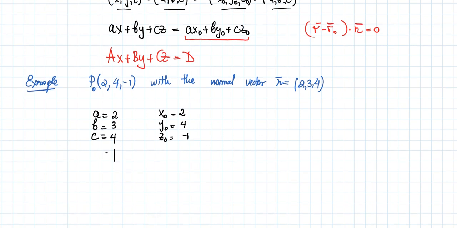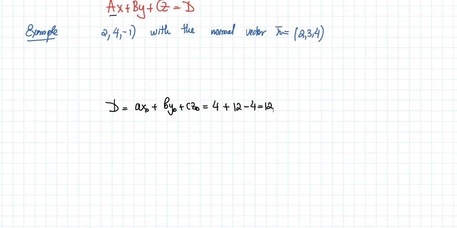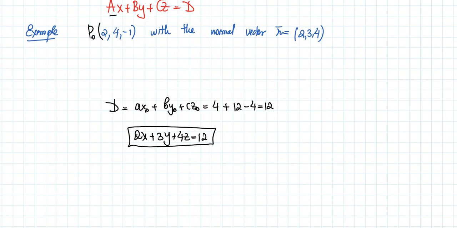First of all, we can find d. d is going to be equal to ax0 plus by0 plus cz0, right? It is going to be 4 plus 12 minus 4, which is simply 12, right? And by substituting a, b, and c, we can easily get the equation of the plane. It's going to be 2x plus 3y plus 4z is equal to 12, which is the equation of the plane passing through the point with the coordinates 2, 4, and minus 1, and which has a normal vector with the coordinates 2, 3, and 4.